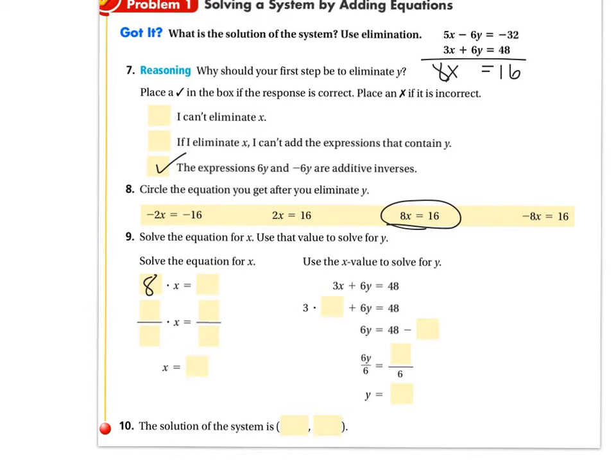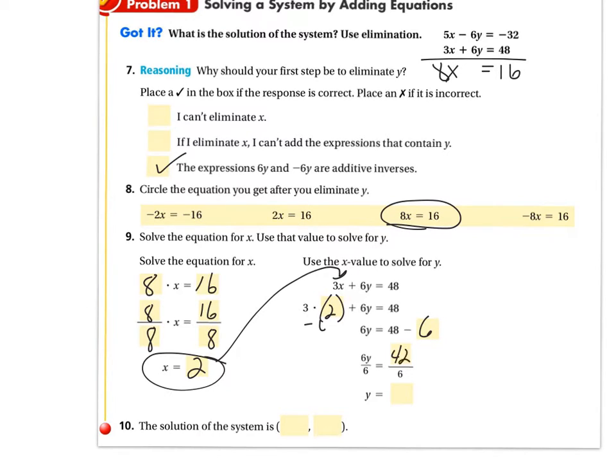Kind of did this part already. It should be 8x equals 16, divided by 8, and x equals 2. Now I'm going to take that x equals 2 and put it into one of the equations for x. So 3 times 2 is 6. So I'm going to subtract 6 from both sides. That's what you get here. So we have 6y equals 42. 42 divided by 6 is 7. So my solution is 2, 7.